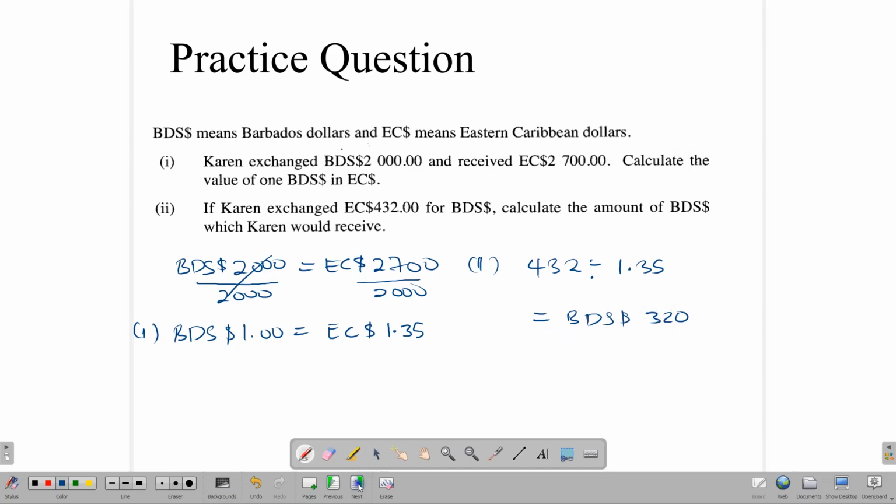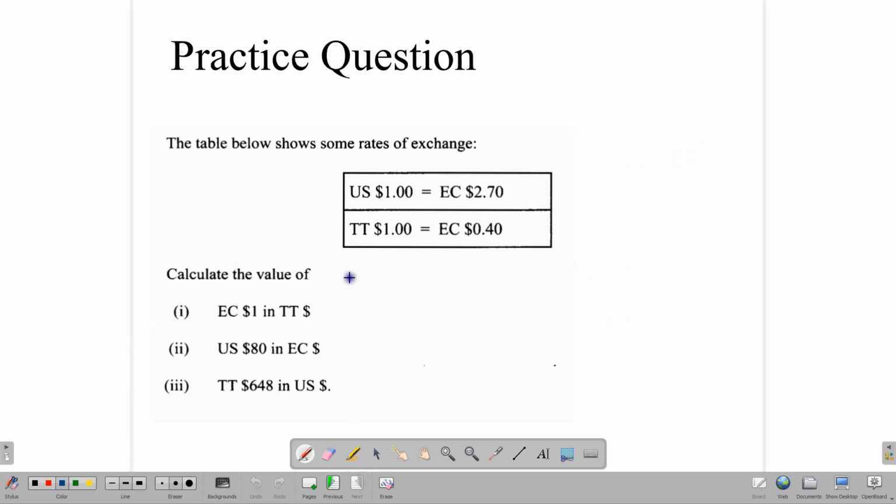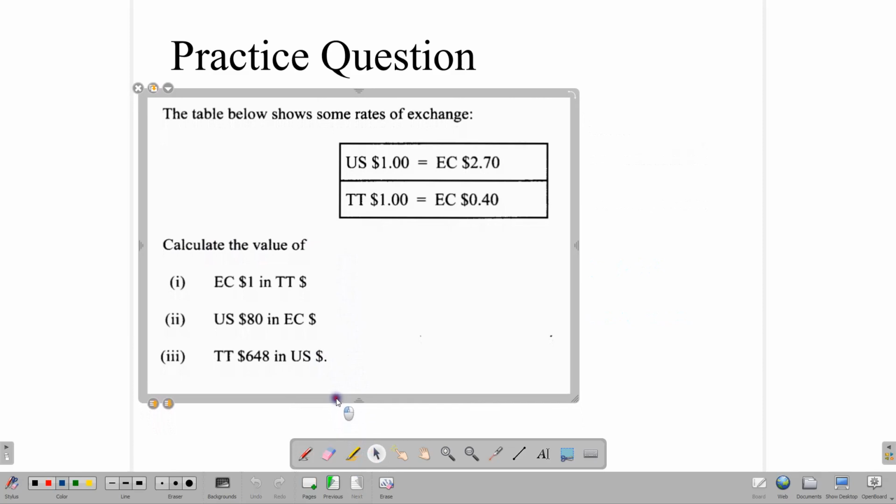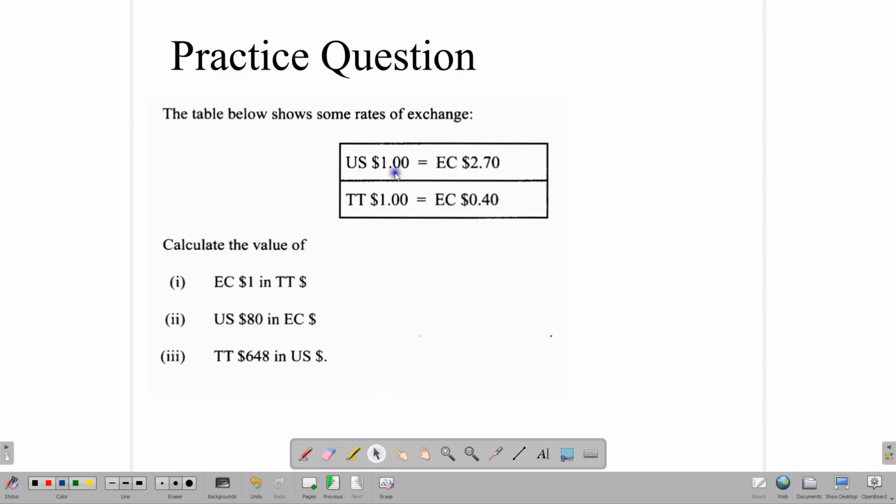So the questions typically look like that. Let's look at another one though. And this one has an interesting twist to it, where here we have two rates. We have the US rate, US to EC is $2.70. So for every 1 US, we get $2.70 EC. And for every 1 TT, which is Trinidad and Tobago dollars, we get EC 0.40.